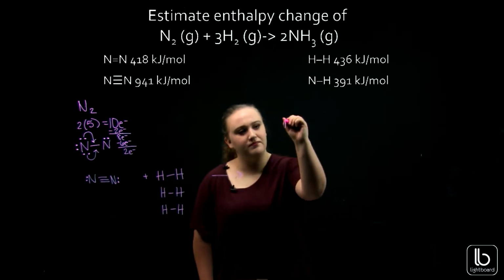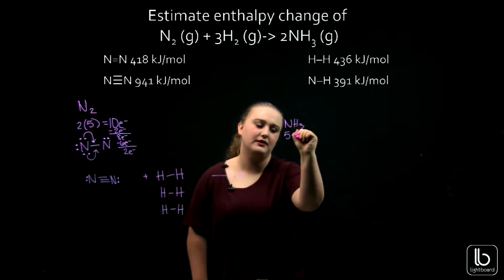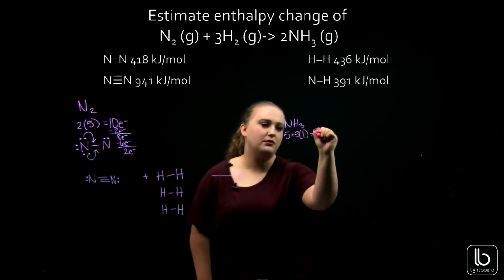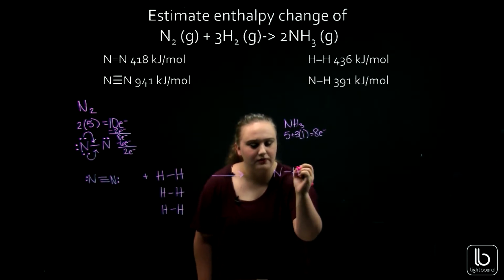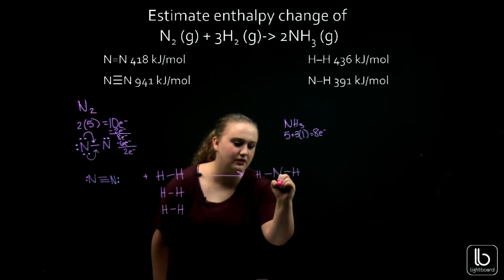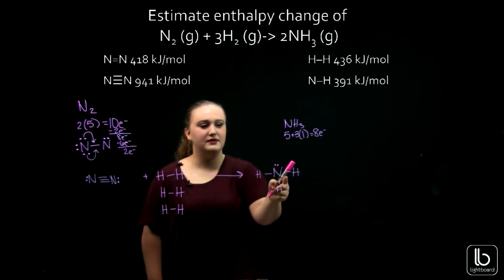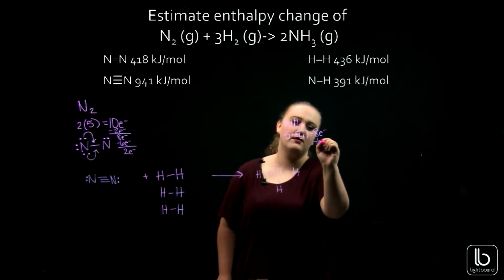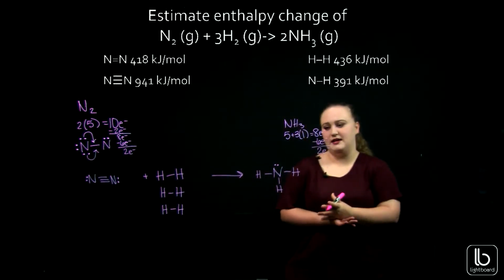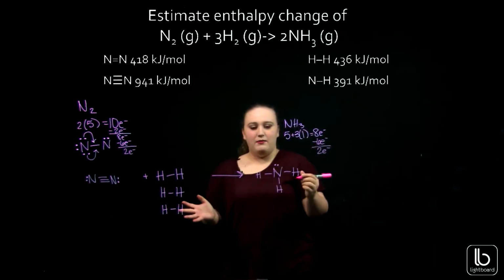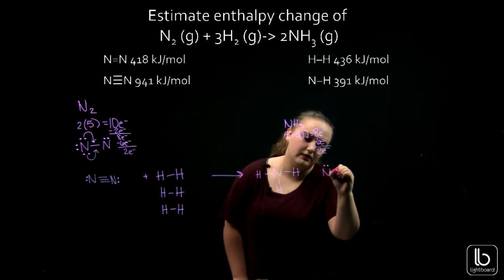Well, nitrogen has, again, 5 valence electrons, and hydrogen only has 1 for each. So total, I'm going to have 8 electrons. Well, hydrogen never goes in the middle. That's one of our Lewis structure rules. So if I have this, I'm going to have 6 electrons for the bond, and then I'm left with 2 electrons to satisfy nitrogen's octet. So now that I have that, I'm going to have a total of 2 NH3s in my product.